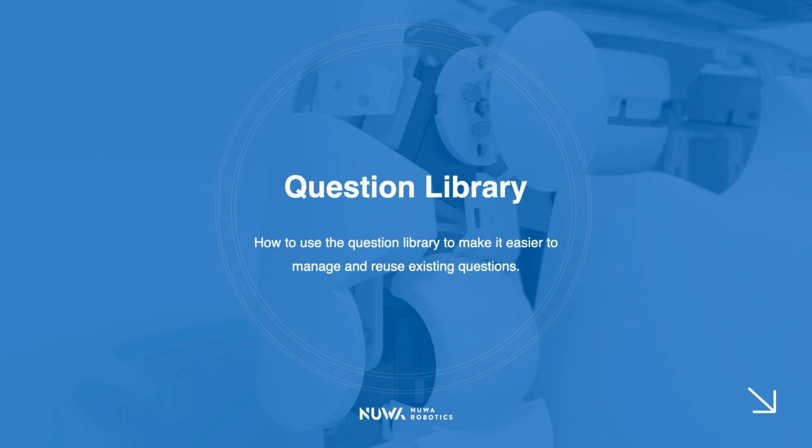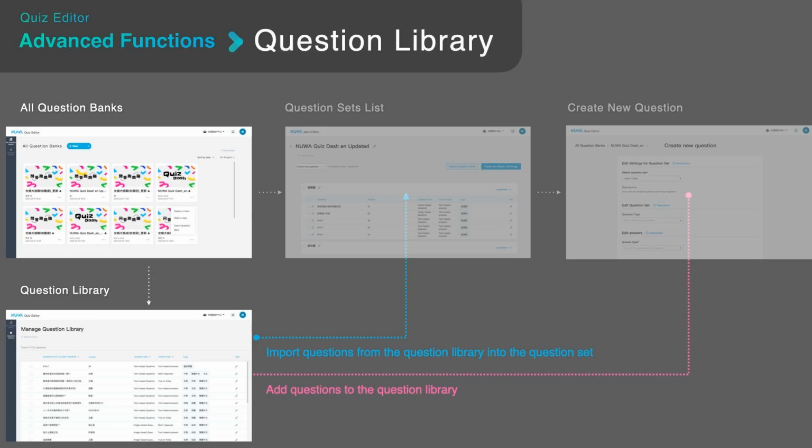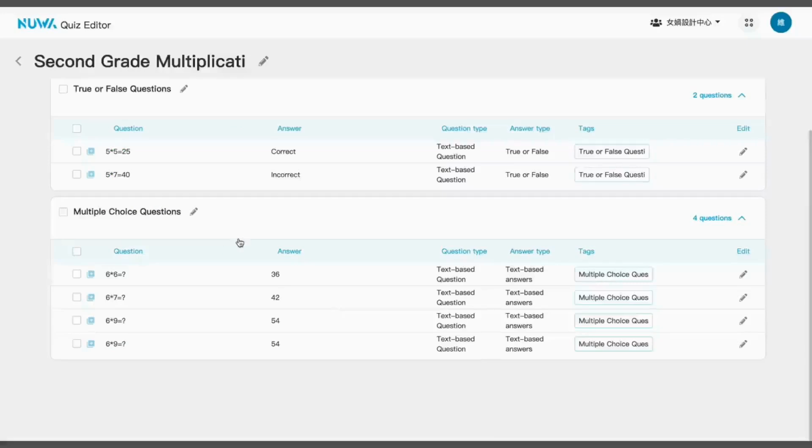Next, we will discuss how to use the question library to make it easier to manage and reuse existing questions. As mentioned at the beginning, the left sidebar of the question bank list can switch to the question library. You can add the newly created questions to the question library and then import the questions from the question library into the question set.